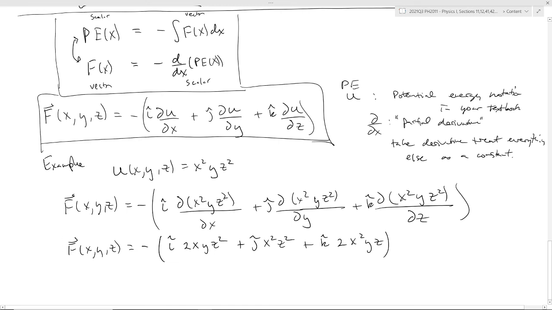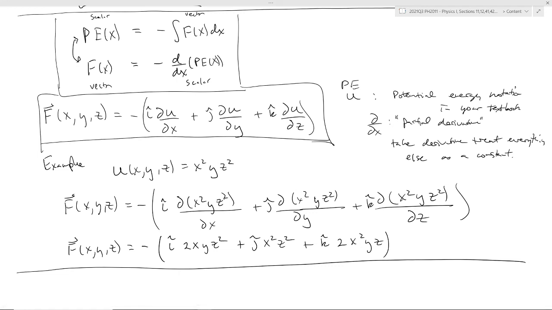So hopefully this helps you see. We'll do some more sophisticated examples with this operation, but hopefully this helps you see this complementary nature between the potential energy and the force, and how we can use calculus to switch between these quantities.